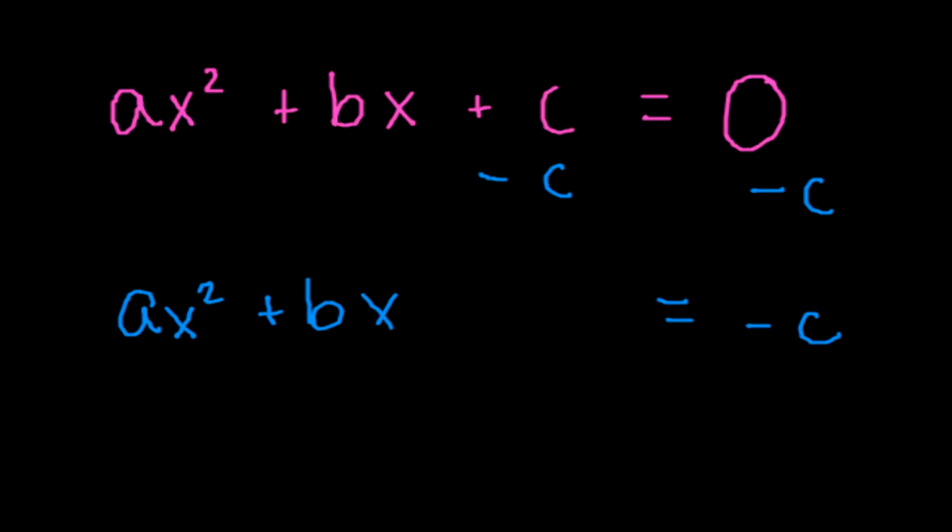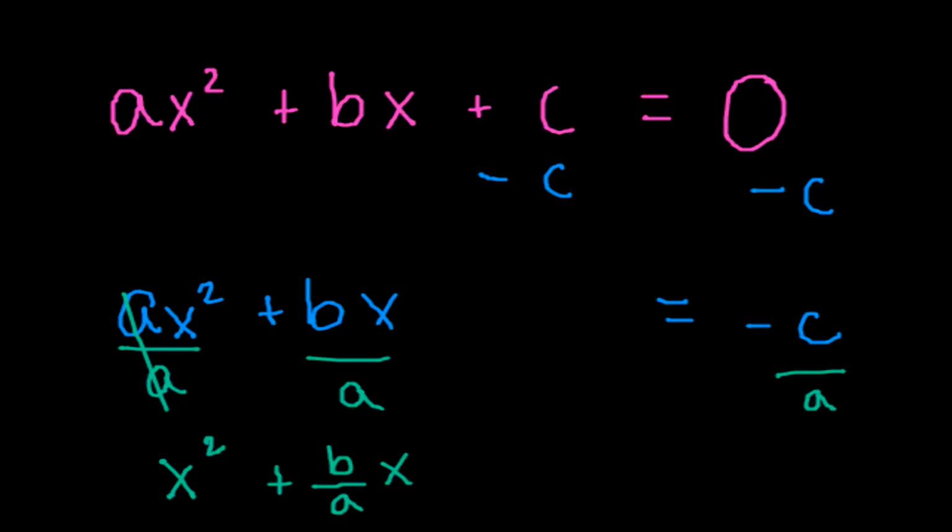Okay, so we move the ones place. We also need to move this a because we don't want to try to complete the square when it's not necessarily a square number. That would be very confusing. So I have to divide every term by a, which means that I end up with x squared plus b over a times x plus something that we're going to try to figure out equals negative c over a.